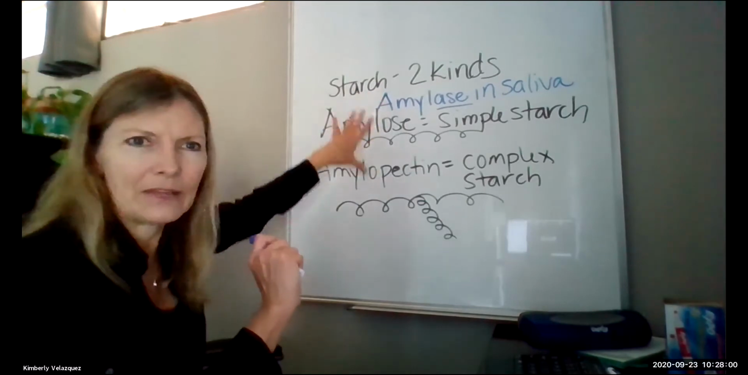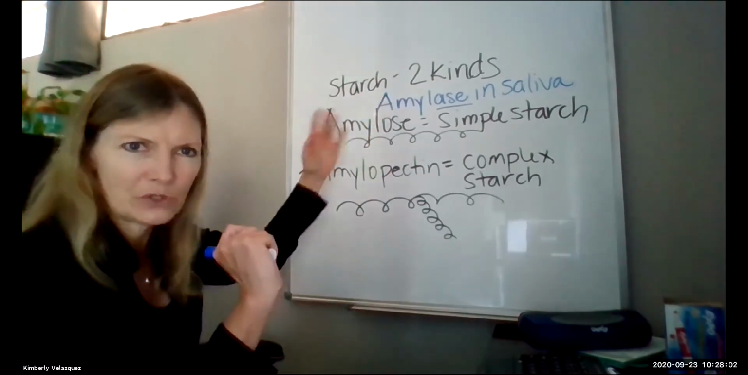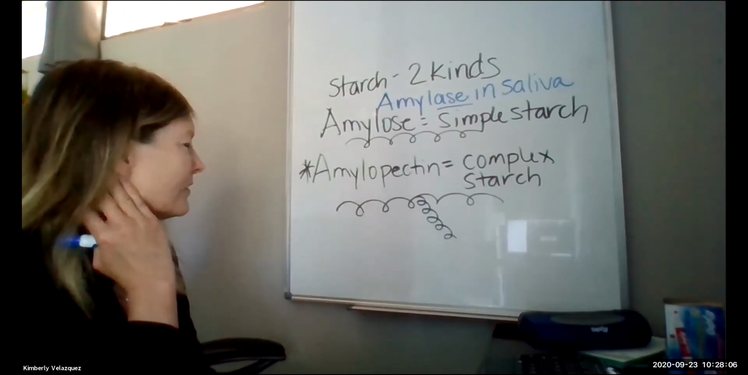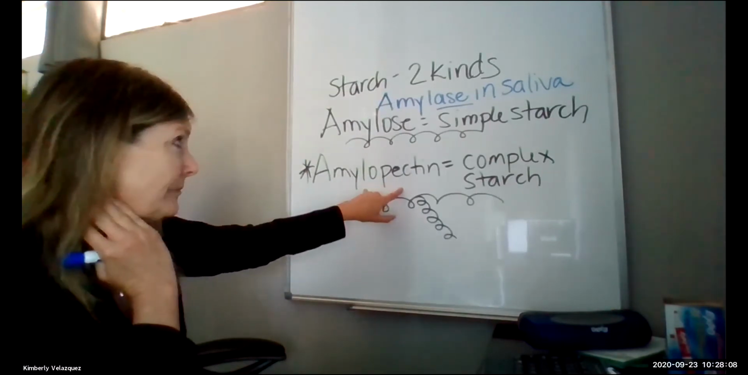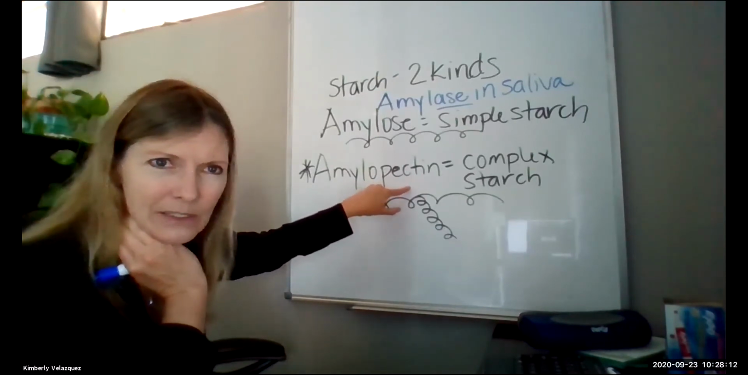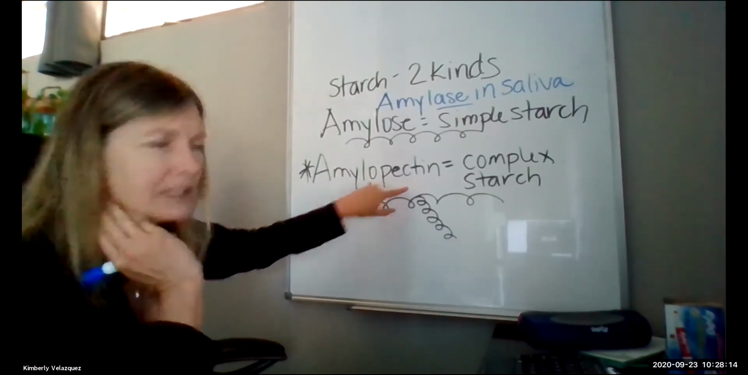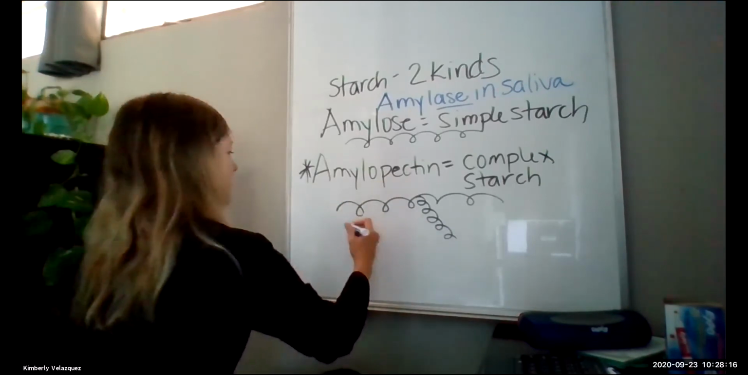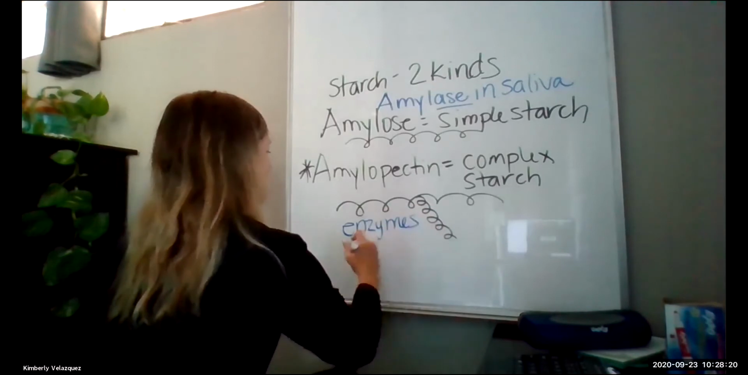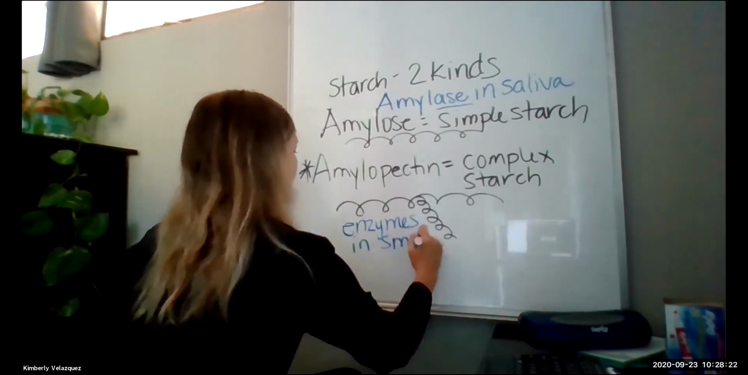Right now, I'm just laying out the difference between the two starches, and then I'm going to draw the diagram of your blood sugar regulation, and we'll think about it in terms of that. Amylopectin does not get digested in your mouth. In fact, it doesn't get digested until it gets to the small intestine. So this is broken down by enzymes in the small intestine.